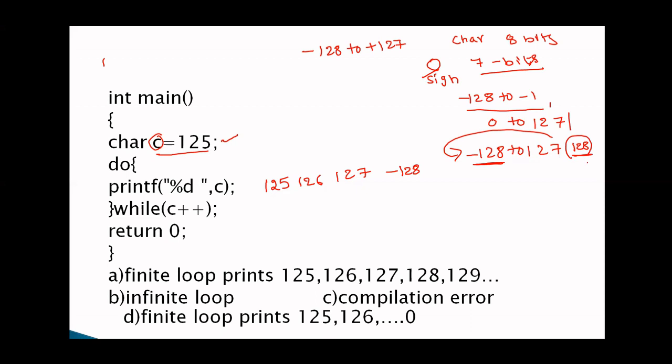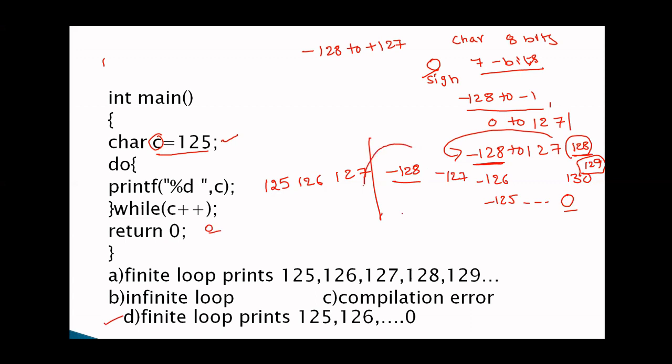So the next number, 129: the second number, that is minus 127. For 130, minus 126, then minus 125, and so on. Whenever the value is 0, the while condition is false, which means we come out of the loop. You got it? This is completely a finite loop: 125, 126, 127, and whenever the range is crossed, it is repeated in a cycle fashion.